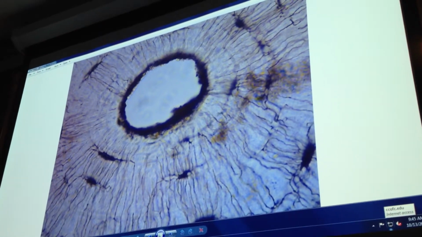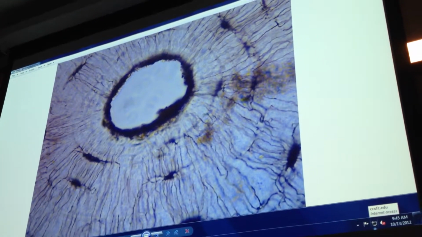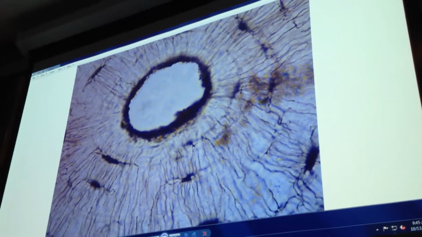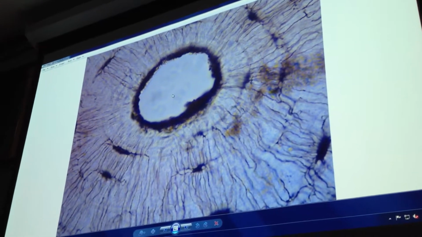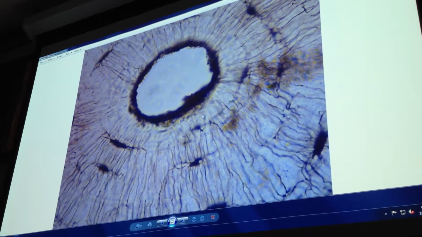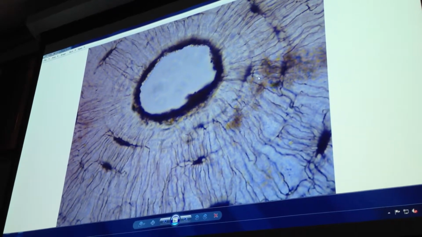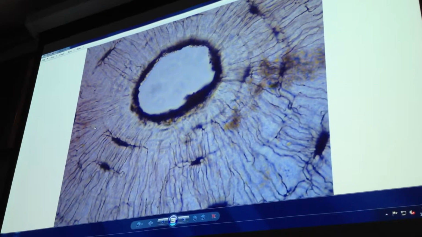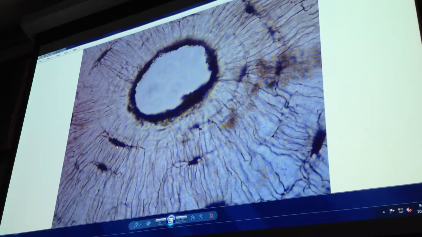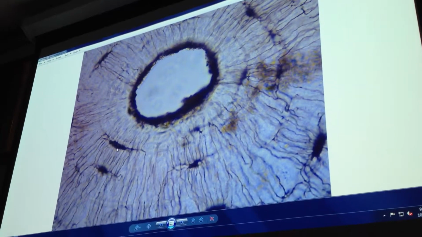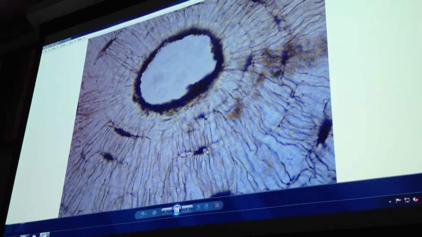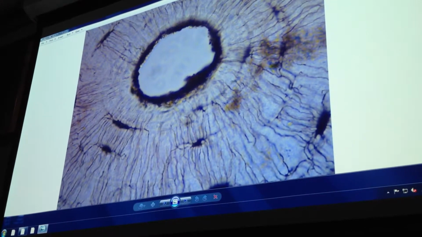One more time, what's that in the field of view? The Haversian system or an osteon. This running right down the middle is a Haversian canal. You can see the ring here. Lamella. That's a lacuna with an osteocyte. Those little canals are canaliculi.